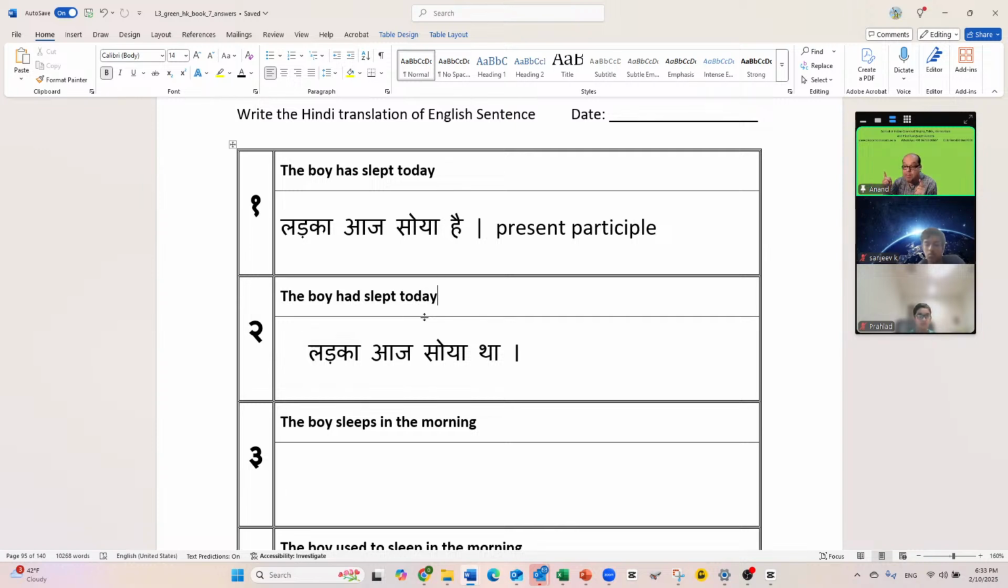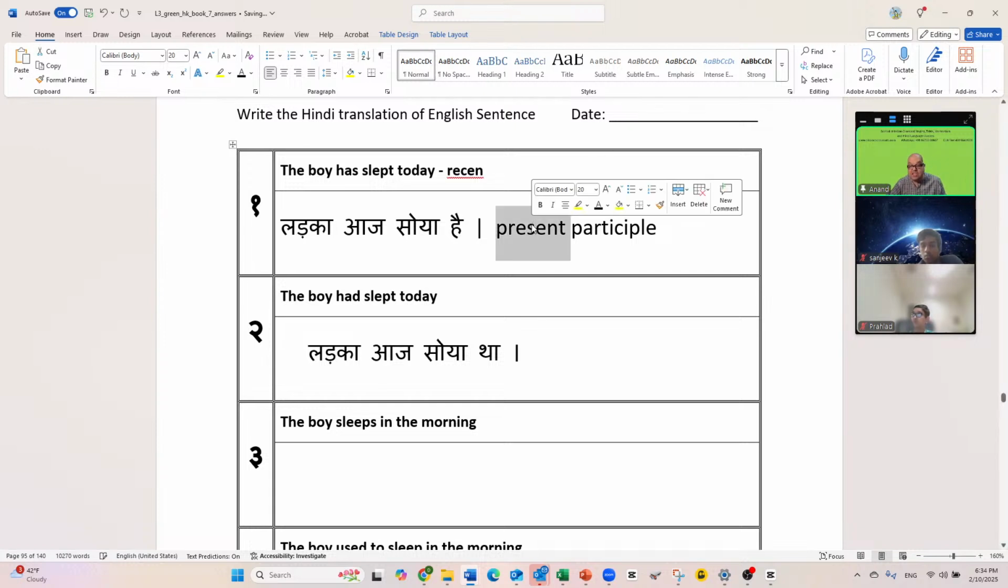But here is the big thing. Suppose we are talking at this time of the evening at 7 o'clock, and one boy slept at 4 to 5. Then we will say he has slept because we are talking about 4 to 5. But another boy slept at 8 or 9 in the morning. Then we say had slept. So when we say has slept, we are talking about recent. And this we are talking about more past.